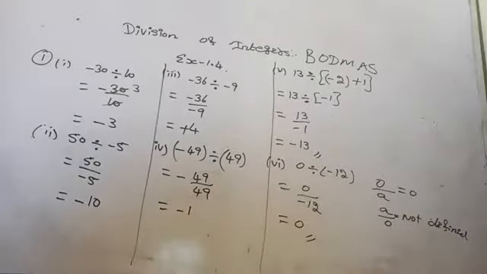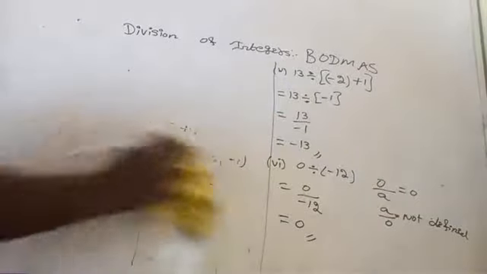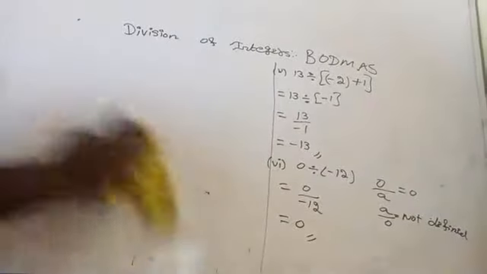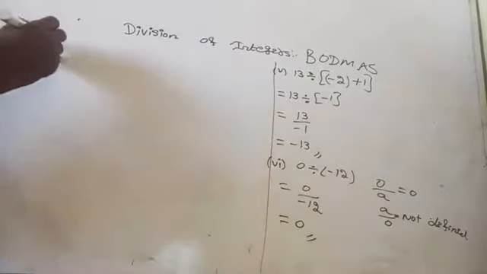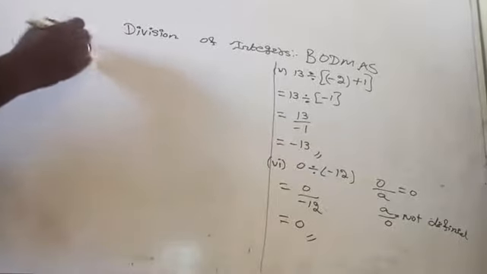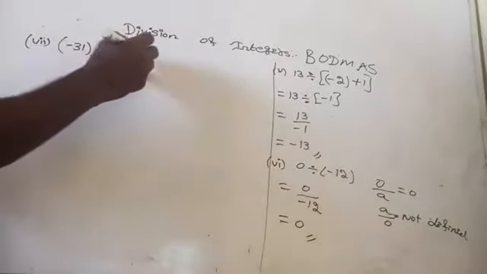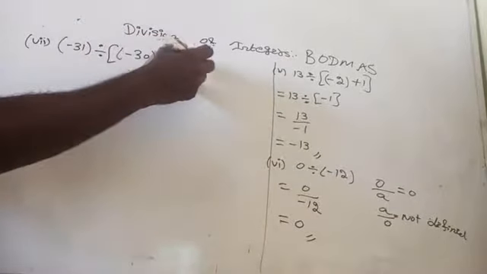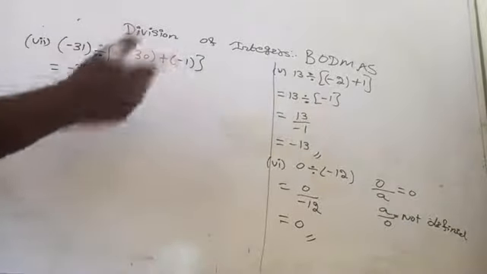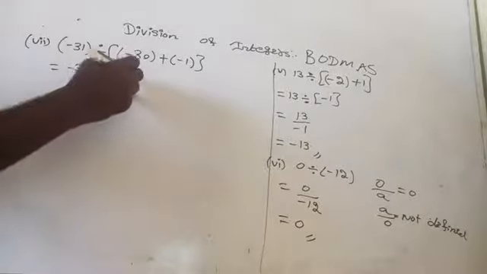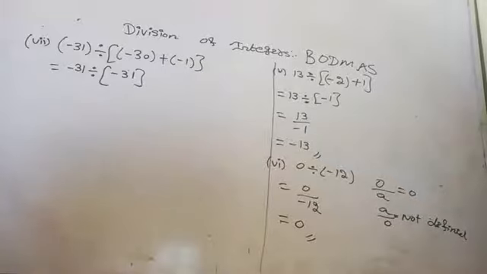Minus 31 divided by minus 30 plus minus 1. That means minus 30 plus minus 1 is what? Minus 31. Here we are going to add two negative integers. So ignore the sign, add them and give the negative sign.